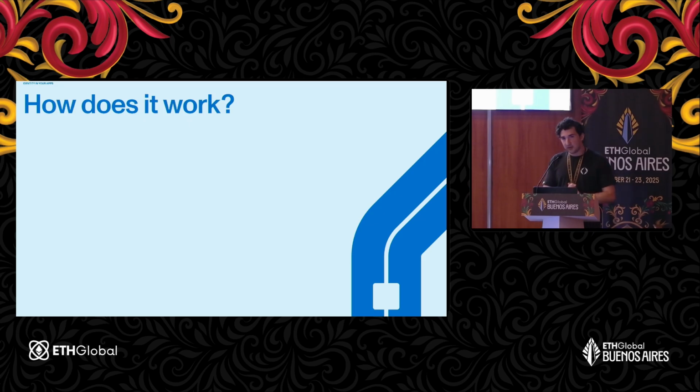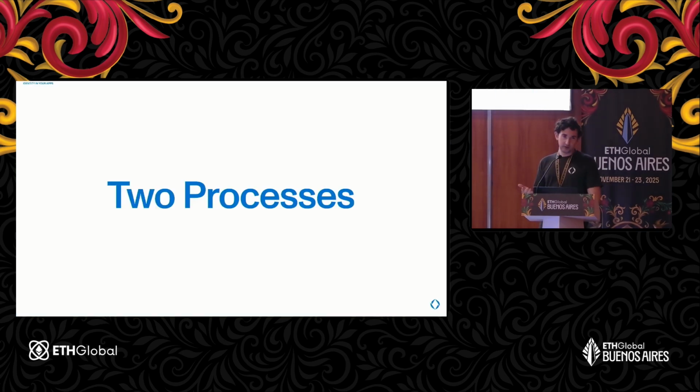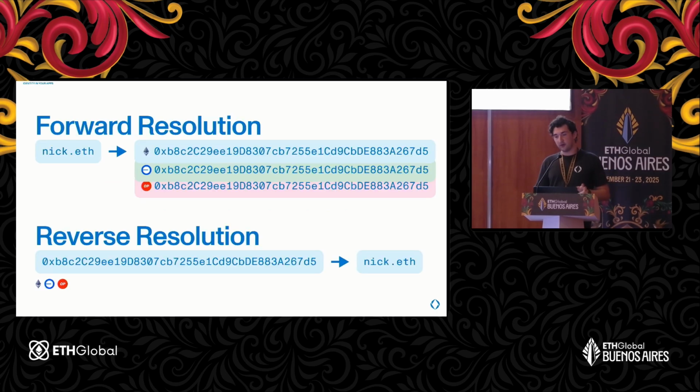Cool. So now we have an understanding of what ENS is, how an app might integrate it in the right way, and what it looks like with and without ENS. Now let's go a little bit into how it works. Under the hood, there are two processes: forward resolution and reverse resolution. Forward resolution is the idea of going from a name to an address. This is just that simple username mapping that I started with.